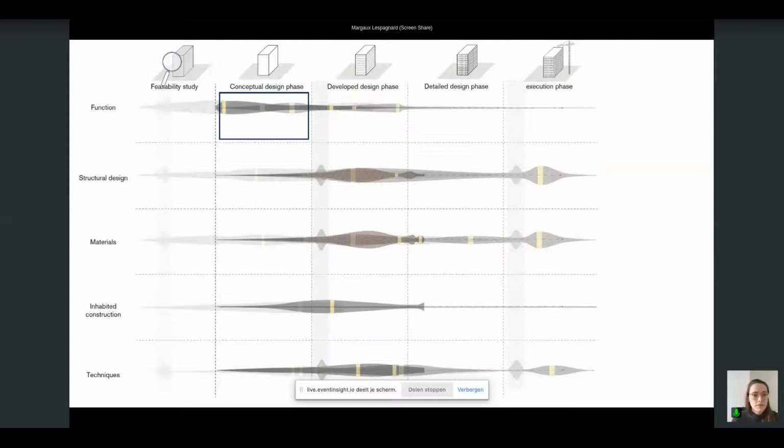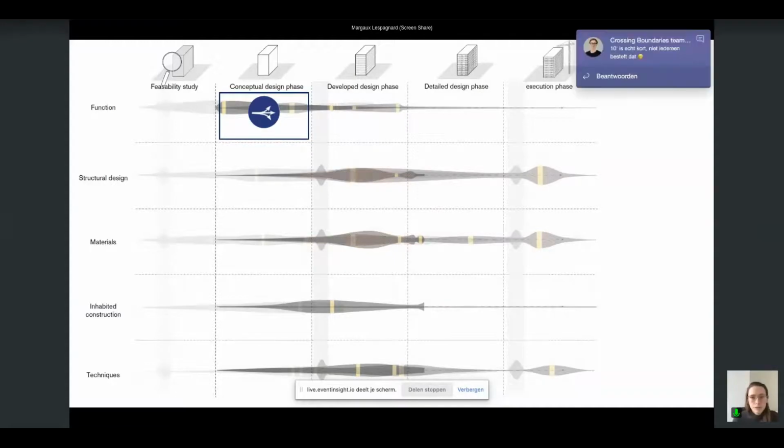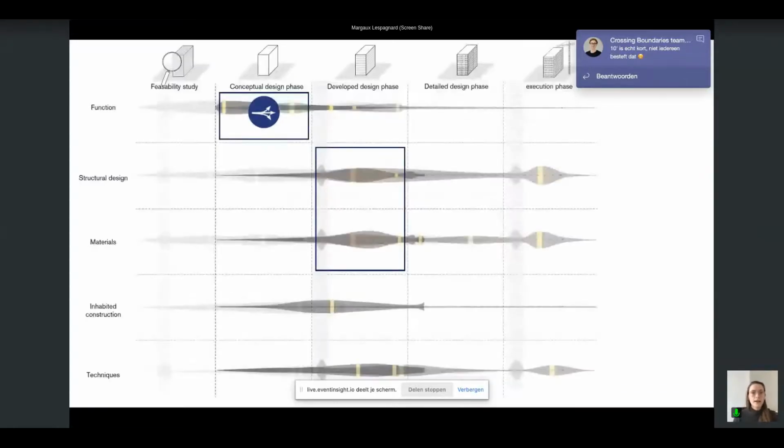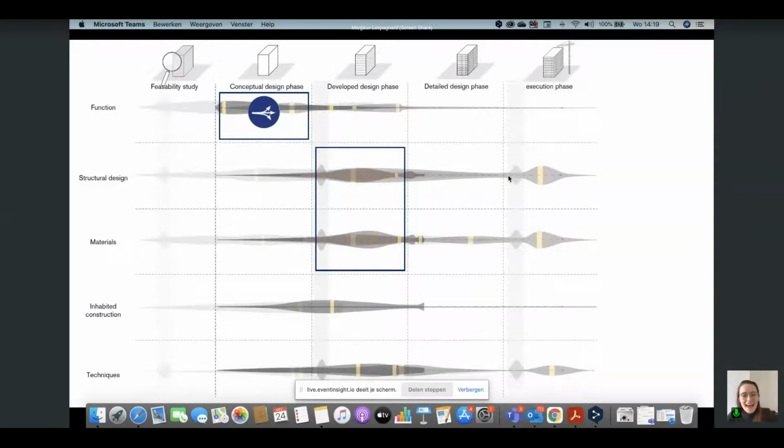So the first key phase we defined was for the functional aspect in the conceptual design phase, because defining your function here and getting a good functional concept can really influence the rest of your design process. So we connected that first key phase to scenario planning, where you explore different futures of your building and make sure that your building can adapt to it in the future.